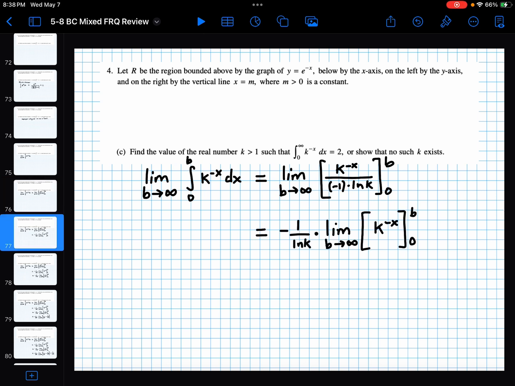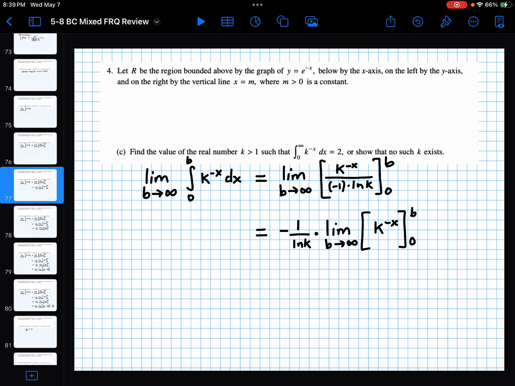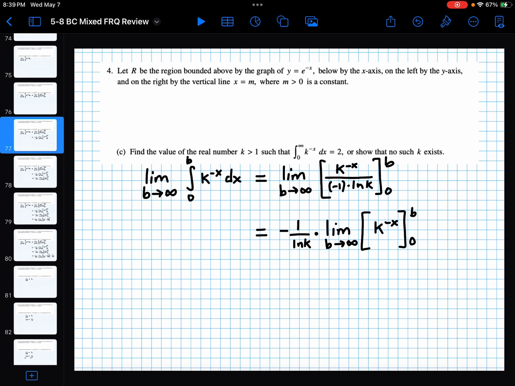So to make this a little bit cleaner, that denominator is all constant. I really could factor it out of the limit, just like you factor something out of a definite integral. So I could factor out a -1 over natural log of k and then do the limit. You don't have to do this. The reason I'm doing that is so that when I evaluate k to the negative x at b minus k to the negative x at 0, it's just really easy to see that that limit is going to exist. This thing's going to converge.